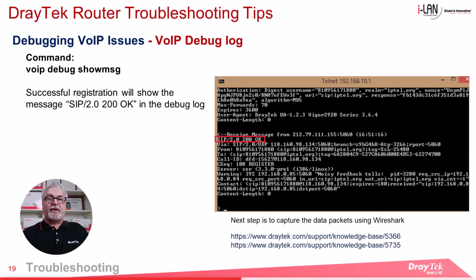If SIP registration is successful, you should see the message SIP/2.0 200 OK in the debug log, as you can see in the red box in this image. If the debug logs do not find the cause, then the next step is to capture the data packets using Wireshark. Instructions on how to do this are in the knowledge base articles 5366 and 5735. Both the debug logs and the Wireshark data capture can be sent to DrayTek support for analysis to find the cause of the issue.